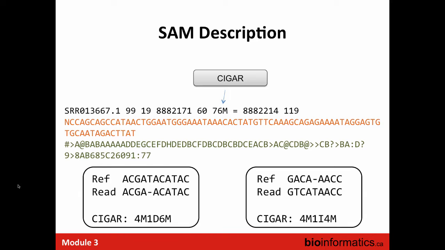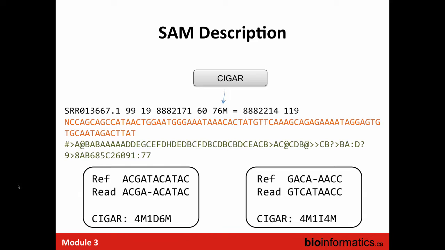Next over is what's called the cigar string, and this is a representation of how the bases in the read line up against the bases of the reference genome. And I've given two examples at the bottom of the slide here, showing an insertion with respect to the reference genome and a deletion with respect to the reference genome.